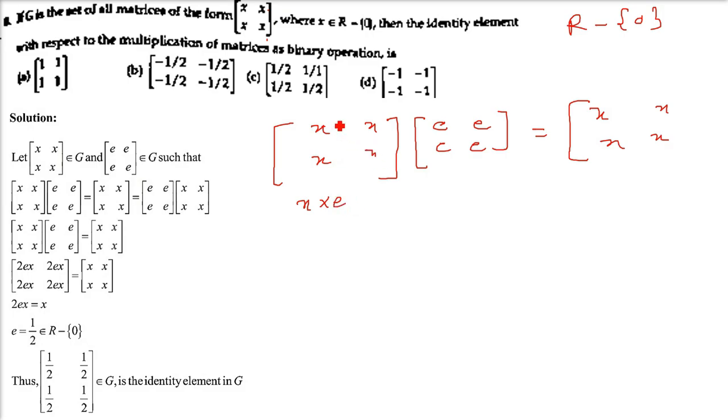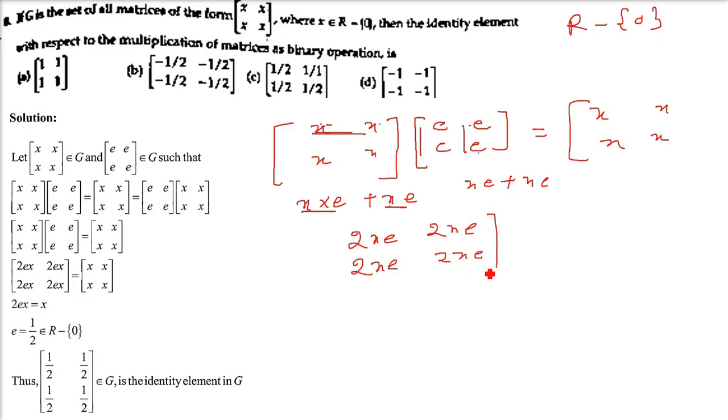So the first row and the first column gives X into E plus X into E. The first row with the second column is going to give the same result. Same with the second row with the first column, and the second row with the second column. Same value we are going to get every time, X into E plus X into E, that is 2xe. So 2xe here, here also, and here also, and this we equate with the matrix of x, x, x, x.